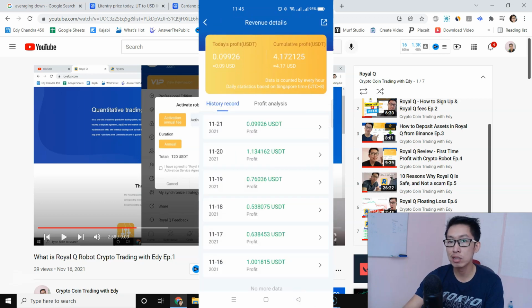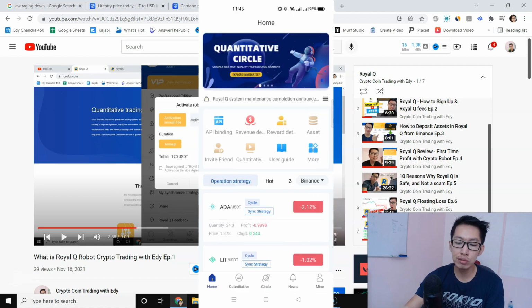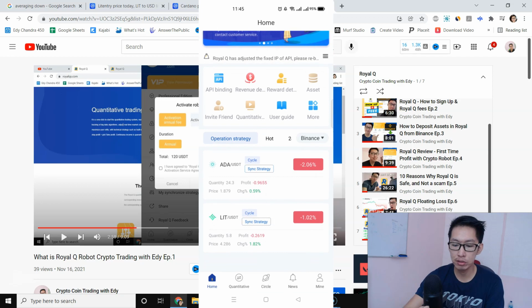The amount of money you earn depends on your capital. If you have more capital, you obviously earn more. Now let me show you the basic settings of Royal Q. When we first get started, we are newbies. It is recommended that we use a circle.